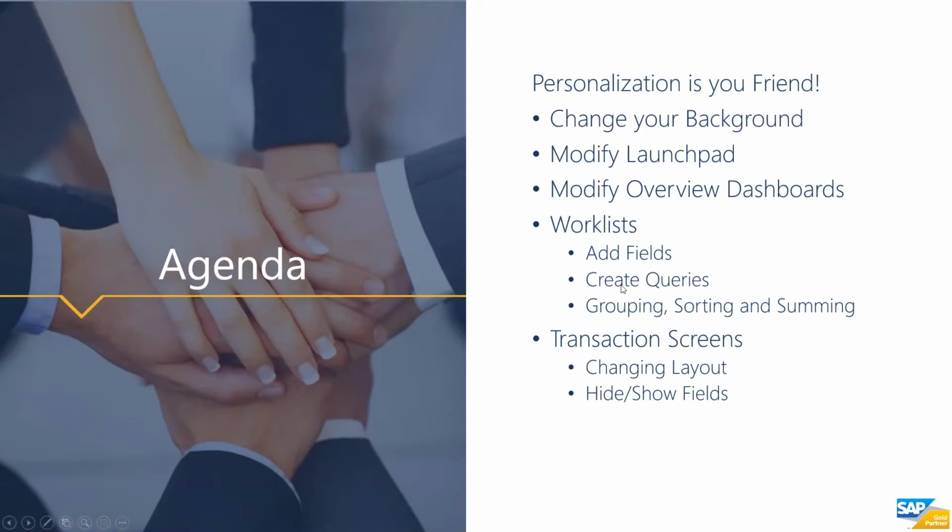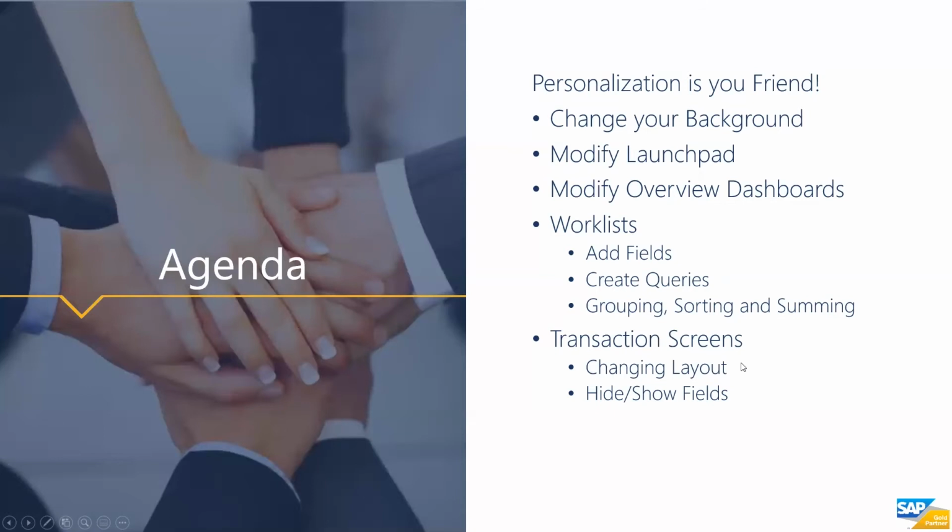And then we're going to spend some good time on work lists. So how to add fields into the filters, how to add fields into the different screens on the actual tables, and then we'll create some queries and make those defaults. And then we'll go into a little bit more advanced features on the grouping, sorting, and summing of tables. And then we'll do a little bit more of the same on some transaction screens.